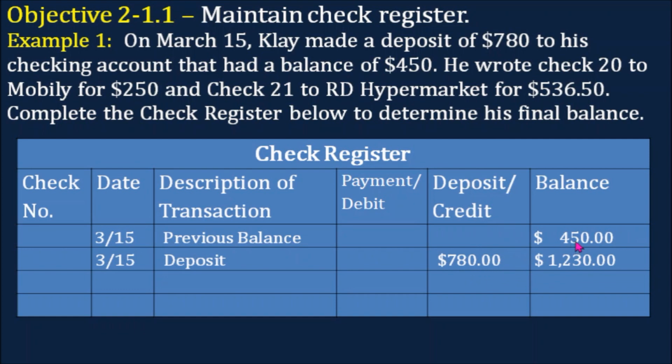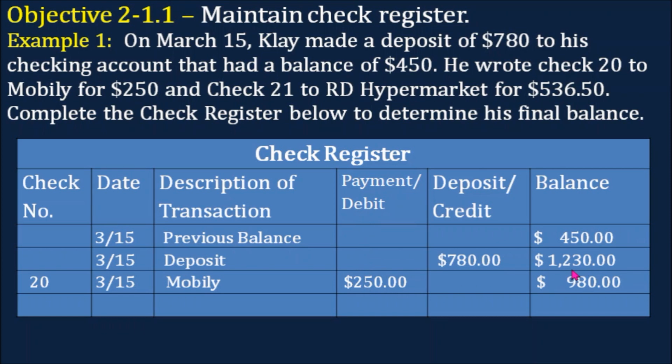Then we are going to add $450 and $780, and that will give us the sum of $1,230. Then we have here two checks written. The first one is check 20 to Mobily for $250. So check number 20 on March 15 to Mobily. The amount is $250. The amount is written on the payment or debit column.